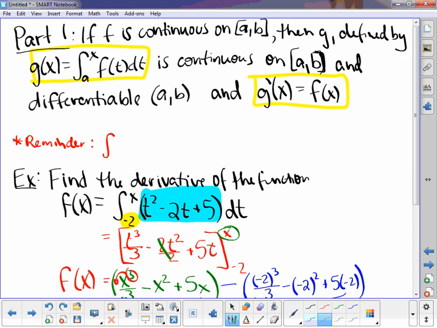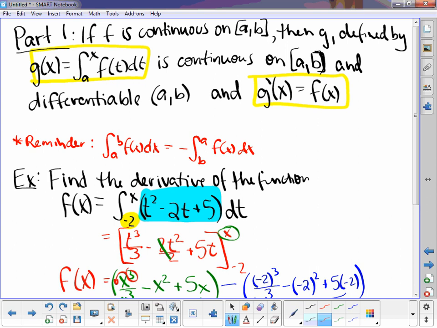If I have the integral from a to b of f of x dx, I can switch those bounds and negate it to get the same thing. So if for some reason x is not your upper bound, just apply this property, switch it and negate it, and then you can use the FTC.